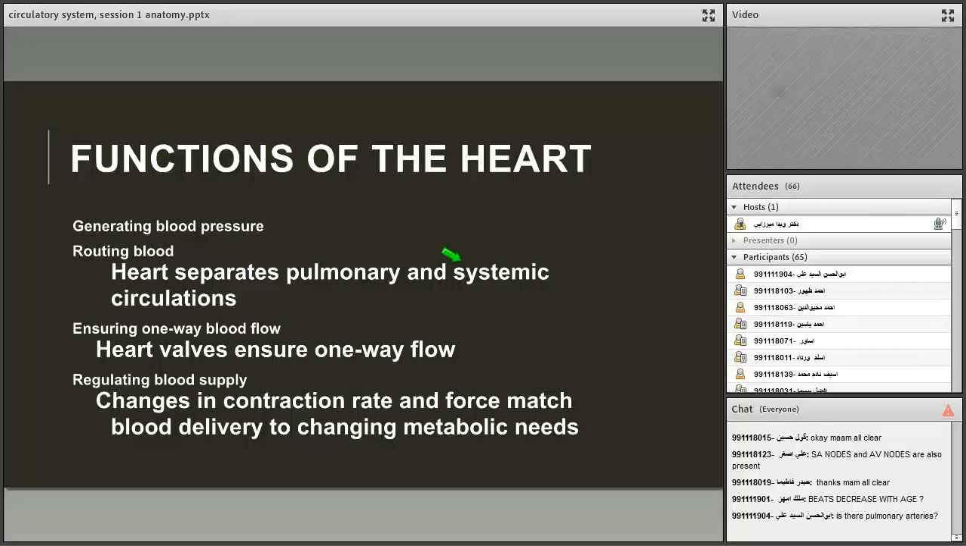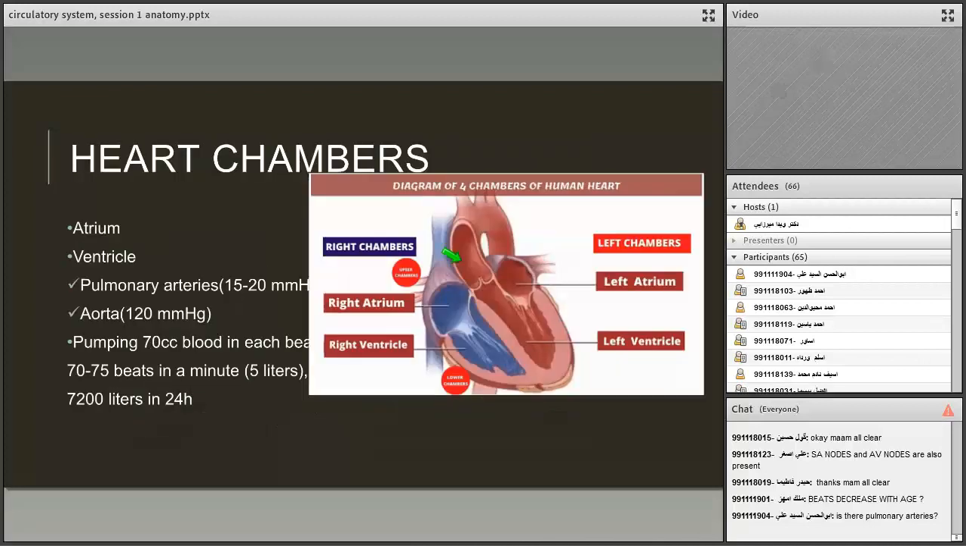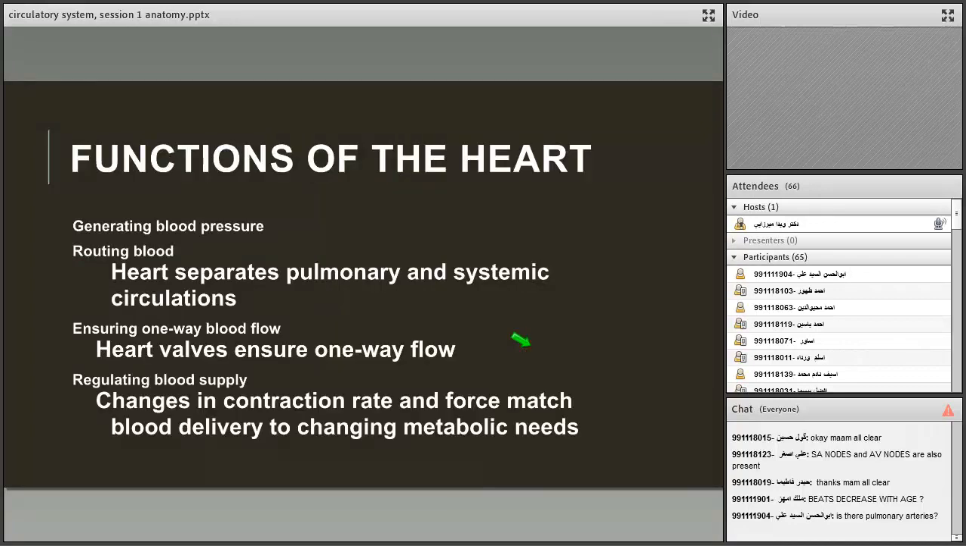And also ensuring one-way blood flow. The heart valves ensure one-way flow. Look at here. We have tricuspid and mitral valves. They are one-way valves from atrium to ventricle, so they ensure the one-way direction of the blood. And the heart is also regulating the blood supply.